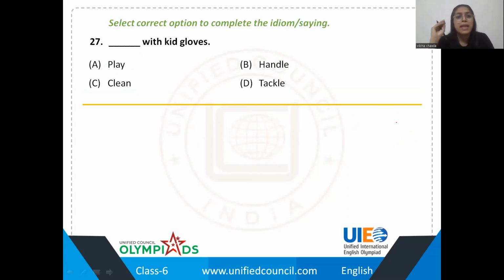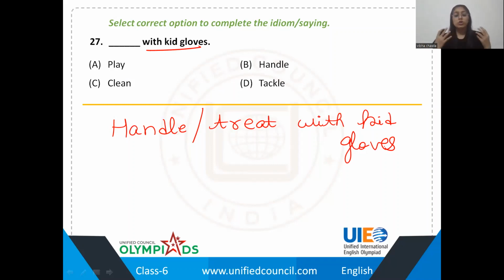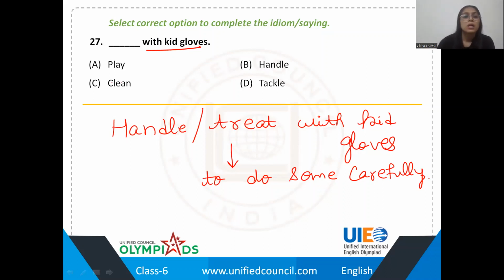In this question, you have to select the option which will complete this idiom. This is an idiom basically. Blank with kid gloves, or blank something with kid gloves. So it is actually handle or treat. Now, what does it mean? When you handle something or treat something with kid gloves, that means you are doing that thing very, very carefully, or you are treating that person in a very good way. You are kind of respecting them. So to handle with kid gloves means to do something carefully or to treat someone in a good way. So it will be option B; handle or treat could also be the answer if given in the options.